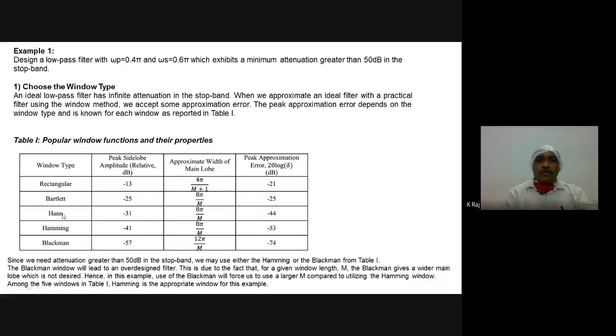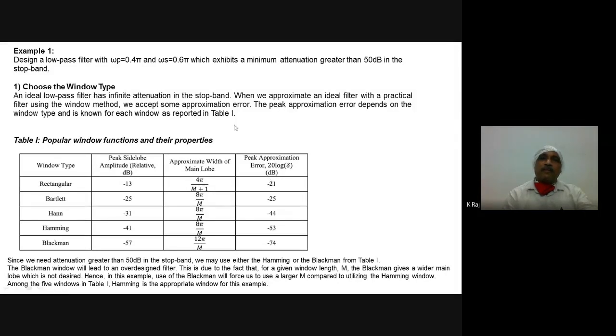Now for the Hann window, the peak side lobe will be minus 31 dB, and 8 pi by M will be the approximate width of the main lobe, and the peak approximation error will be minus 44 dB here. For the Hamming window, minus 41 dB is the peak side lobe amplitude here, 8 pi by M will be the main lobe width, and minus 53 will be the approximation error in dB. For the Blackman, minus 57 is the peak side lobe amplitude, 12 pi by M is the approximate width of the main lobe, and the peak approximation error will be minus 74.